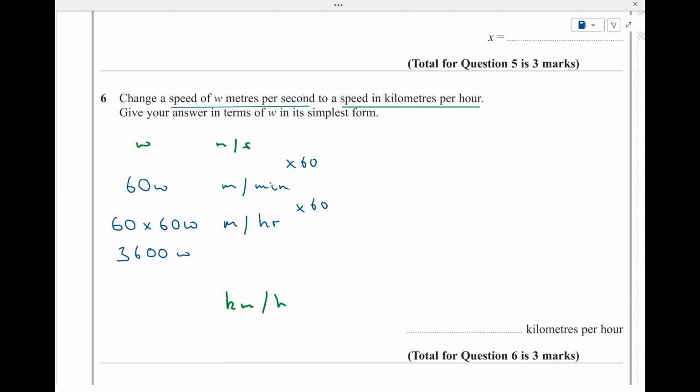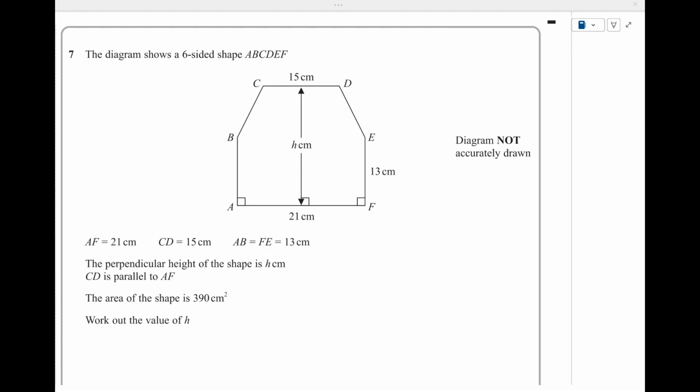So what about kilometers? Well, if that's the number of meters it goes in an hour, and I want to convert it to a number of kilometers, every 1,000 meters is a kilometer. So I'll have to divide that by 1,000. So 3,600 divided by 1,000 is 3.6. So my final answer is going to be 3.6w kilometers per hour. And that's question 6. Question 7.